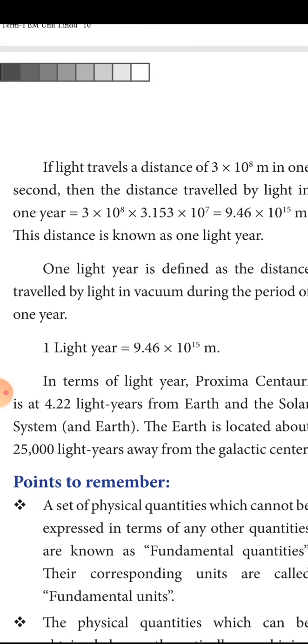Today we have studied volume, density, capacity, astronomical unit and light year. That's all. Today's portion is over. First lesson is over. Then I will be giving the question and answer for you to read and write.